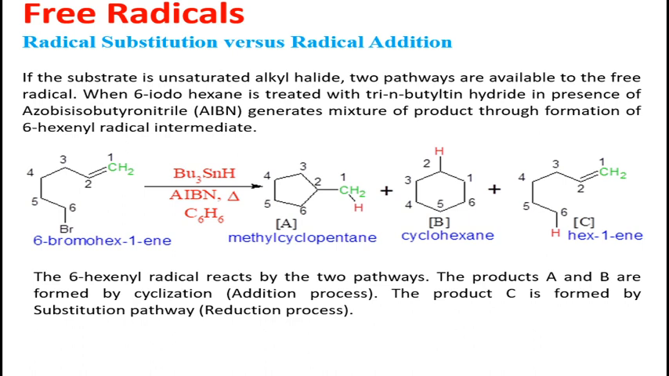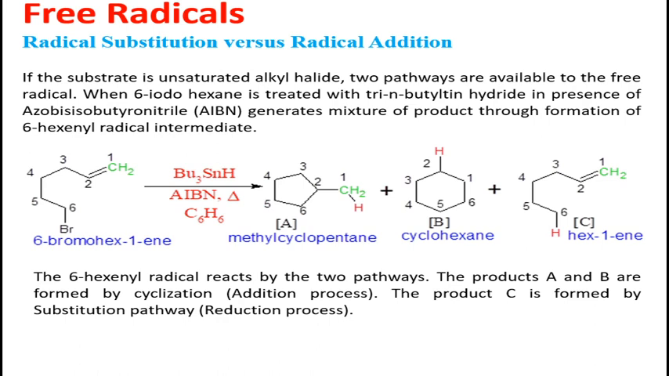This reaction, or the three products, form through the formation of a radical. Which radical forms during this reaction? The 6-hexenyl radical forms. And this 6-hexenyl radical reacts by two pathways. The products A and B are formed by cyclization. Means there is an addition pathway. Remember that cyclized products are formed by the addition pathway or addition process.